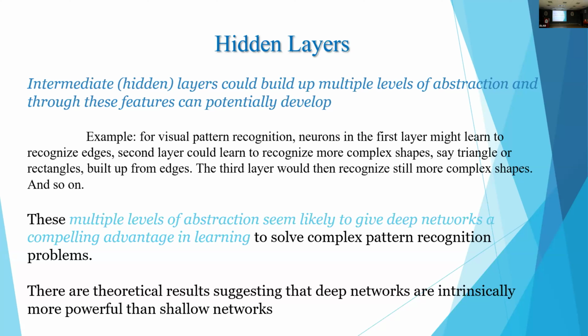For example, in visual pattern recognition, neurons in the first layer might learn to recognize the edges, only edges, a very simple thing. Then the second layer, more complex shapes, say triangles, which are built up from edges. The third layer would then recognize still more complex shapes and so on. So these multiple levels of abstraction seem likely to give deep networks a compelling advantage in learning complex pattern recognition tasks.